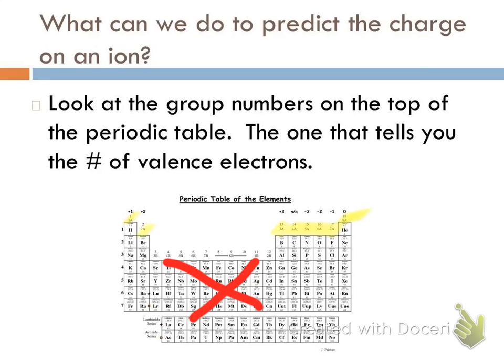But the main way we're able to use this trick is we focus on what we call our main block elements, or the groups that have an A next to the group number. This will tell us how many valence electrons are there, and therefore how many electrons they would need to gain or lose in order to be like the noble gases.